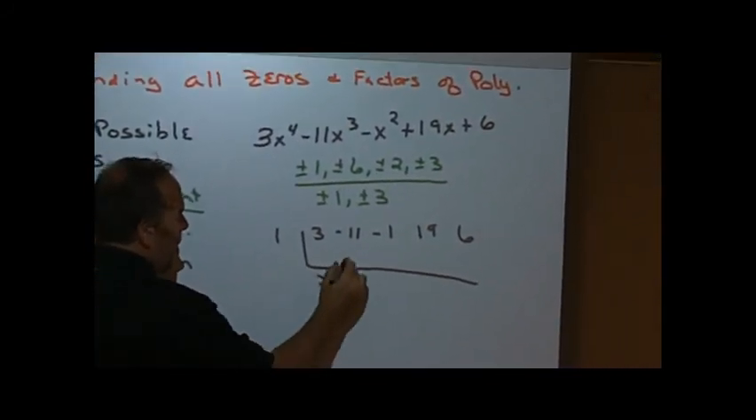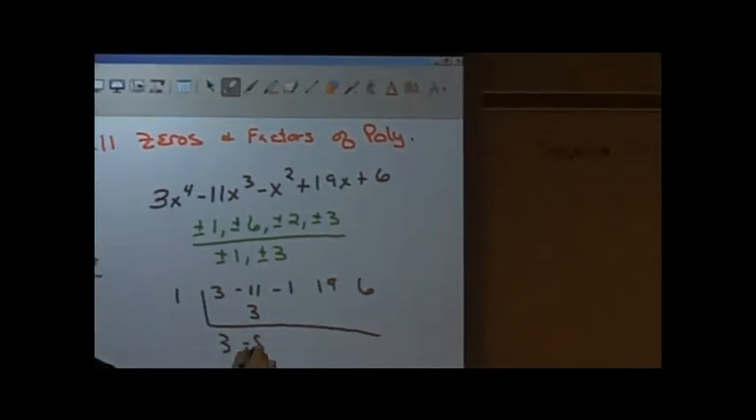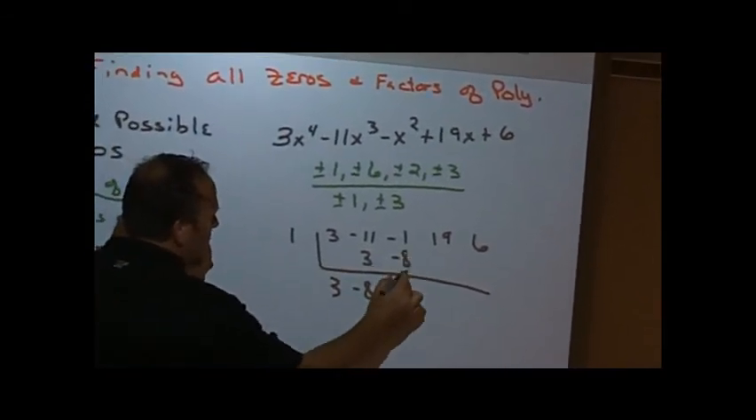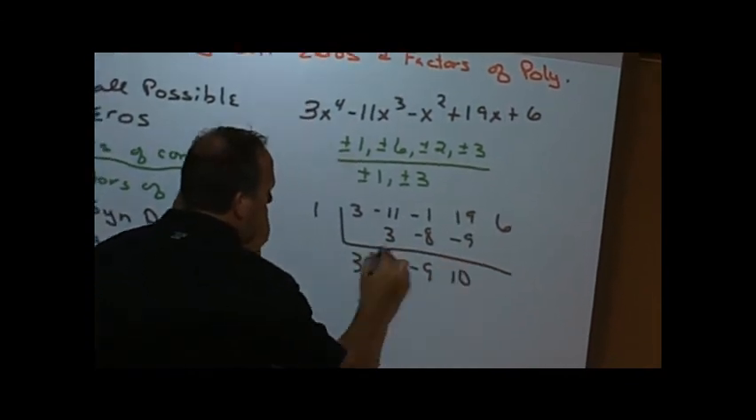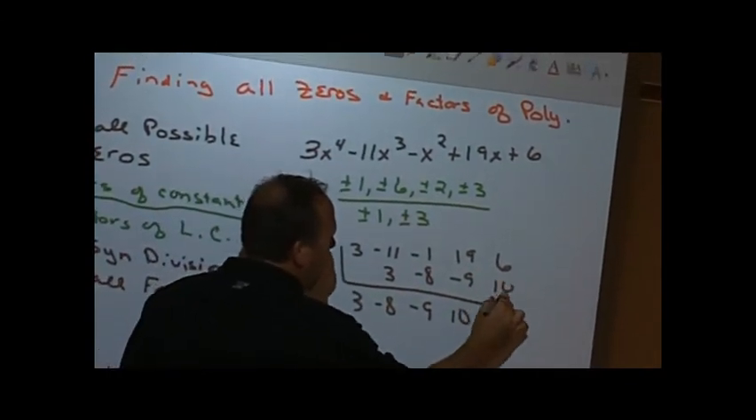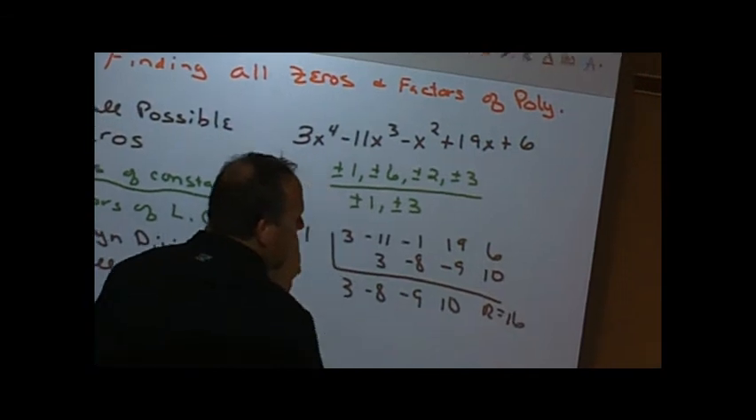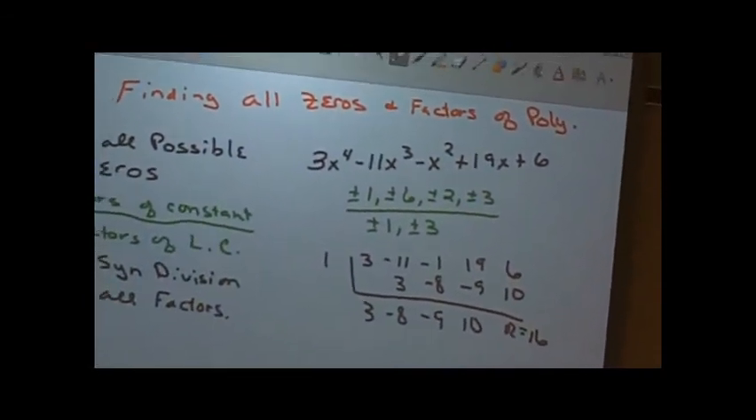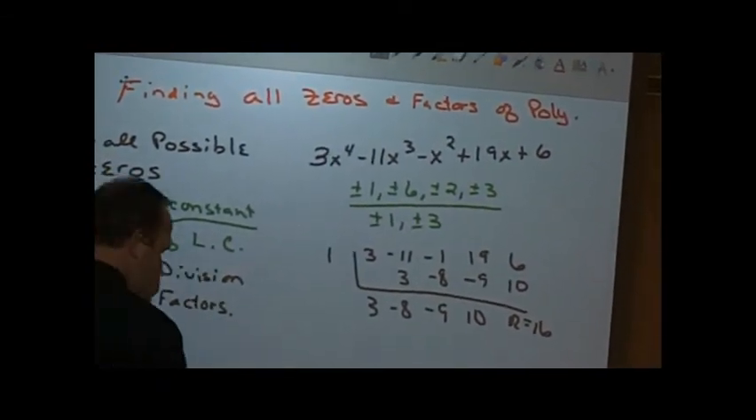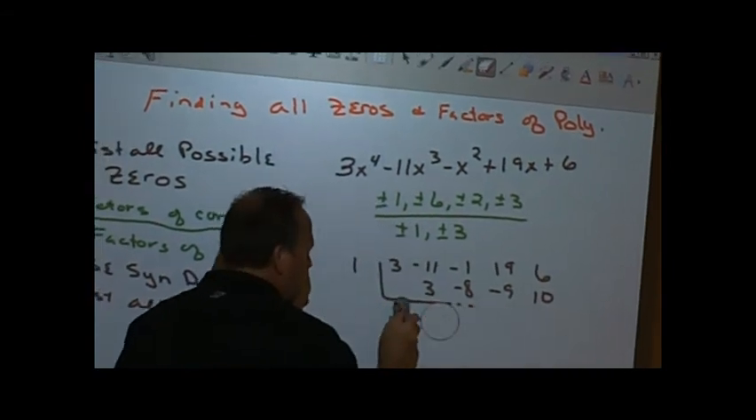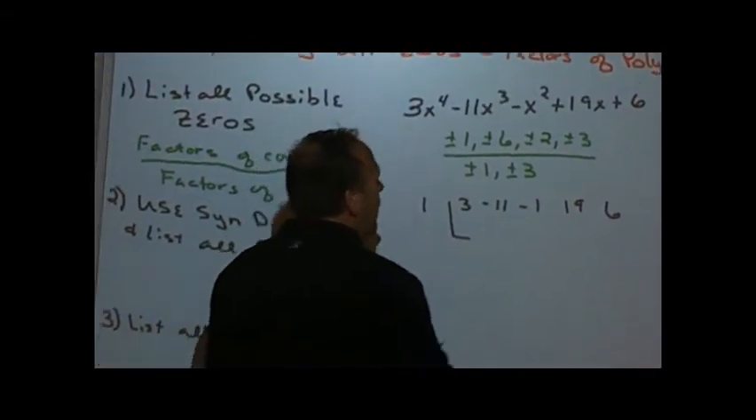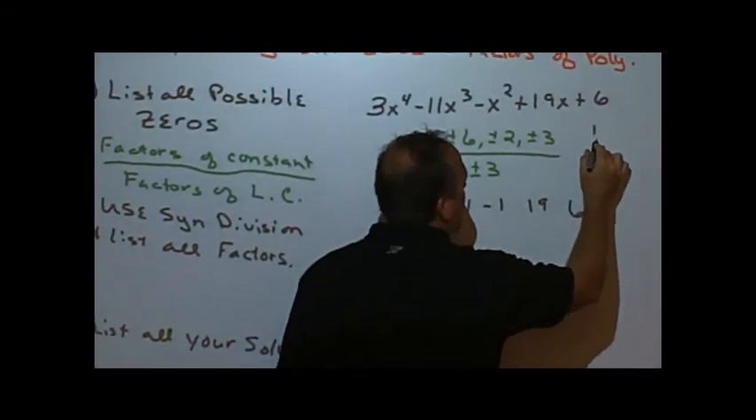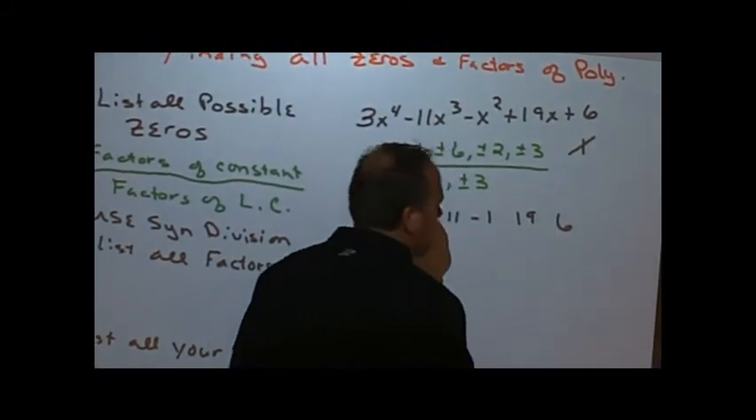Bring down the 3. That's 3. That's a negative 8. Negative 9. 10. That gives you a 10. That gives me a remainder of 16. And anytime I have a remainder, is that a factor? No. Alright, so good choice with the 1. Can I go again? No. So I'm going to put a 1 up here. I'm going to mark it off so I don't use it again.